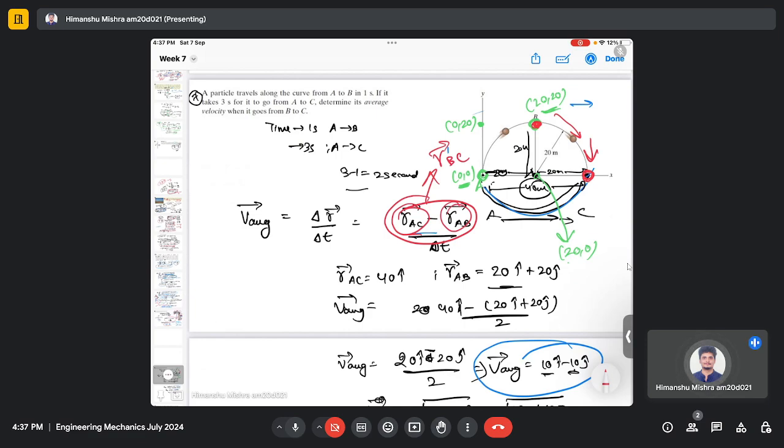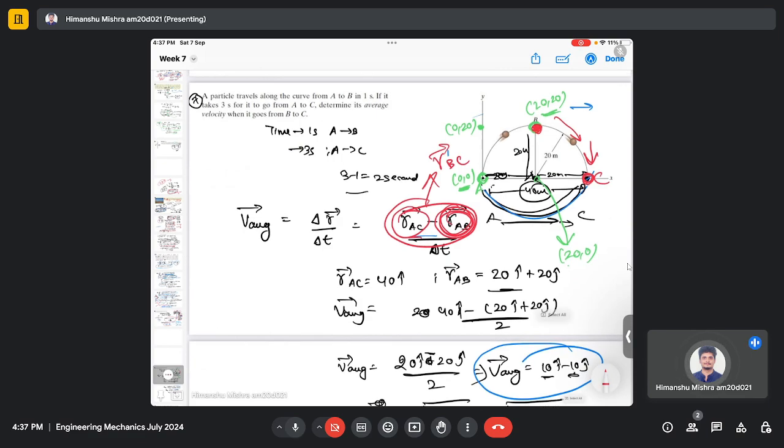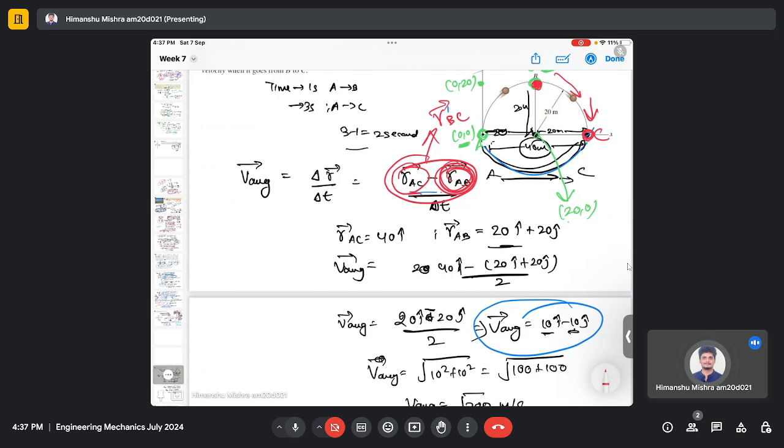When it is moving from A to C, it takes 3 seconds, and when it is moving from A to B, it takes 1 second. So the remaining time it should spend between B and C. So the position vector here is RAC minus RAB. So you need to find what is RAC and what is RAB. First, while moving from A to C, it is moving only in the x direction, and the magnitude is 40 meters. It is covering a 40-meter distance. So the vector is 40i.